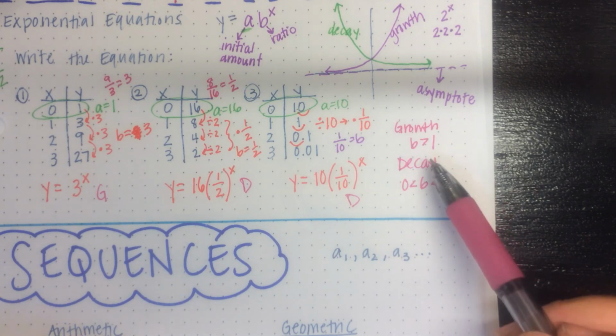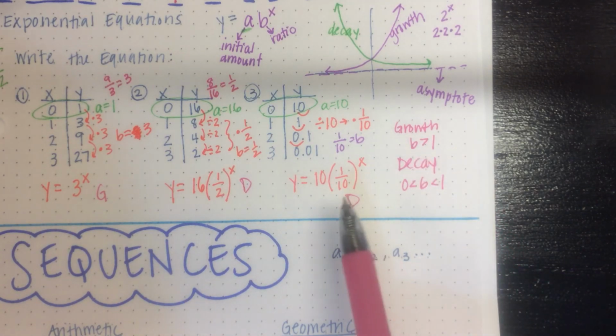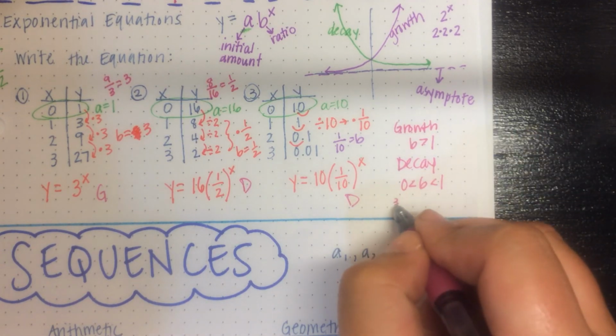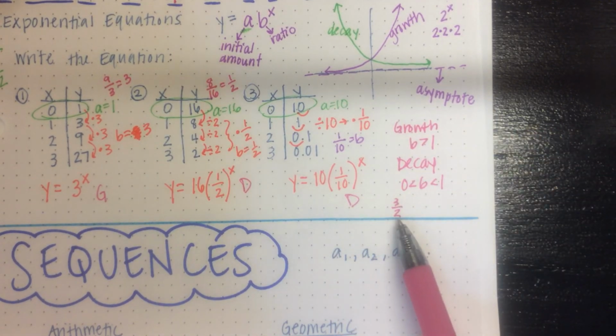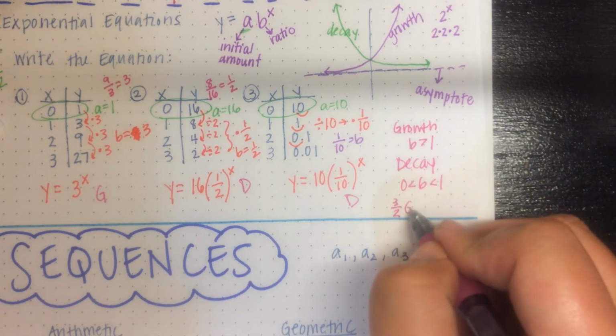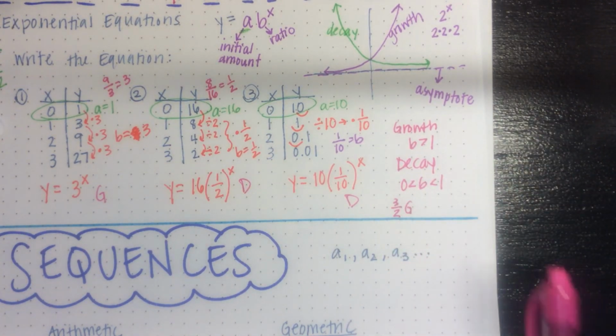Okay, so if it's bigger than 1, it's growth. If it's between 0 and 1, or our numbers that are less than 1 here, it's decay. Not every fraction is decay, so keep that in mind, right? If I have something like 3/2, that's 1.5. That's bigger than 1, so that one's going to be growth. So don't just look for a fraction.